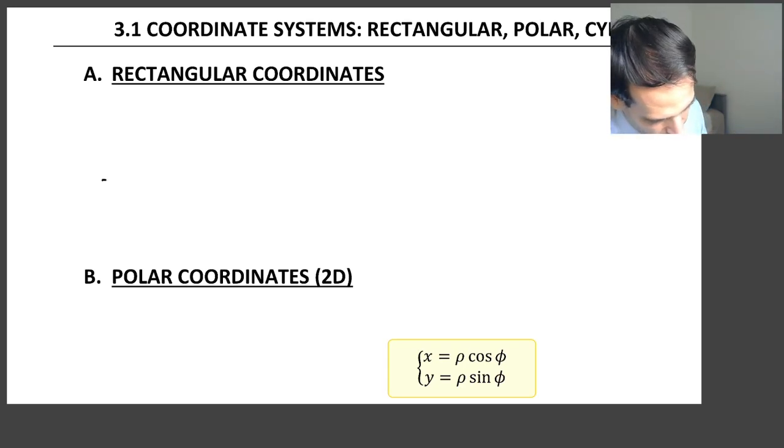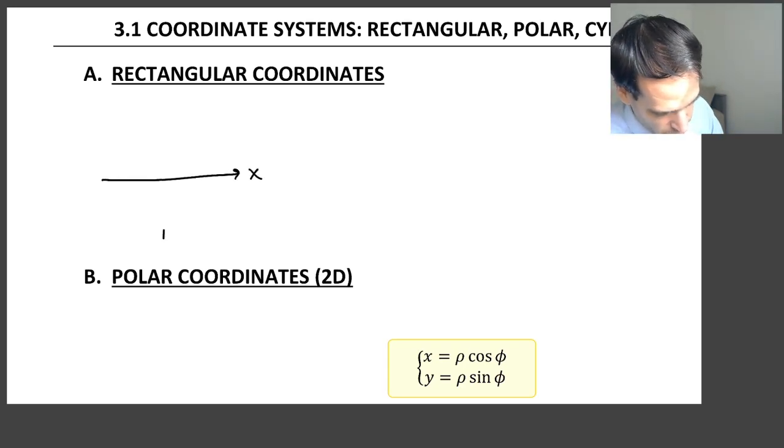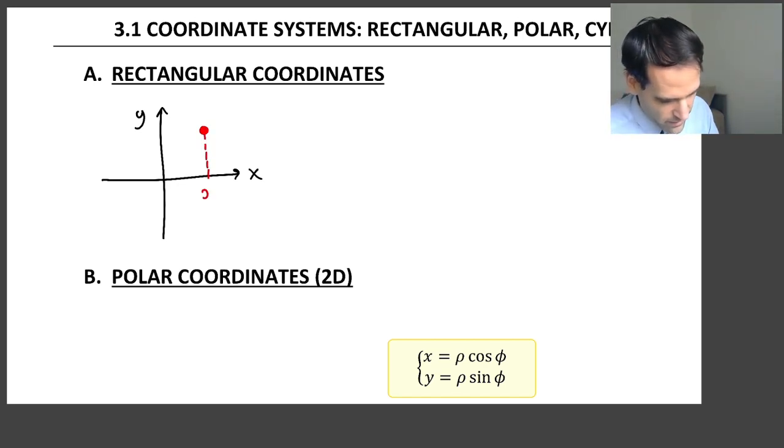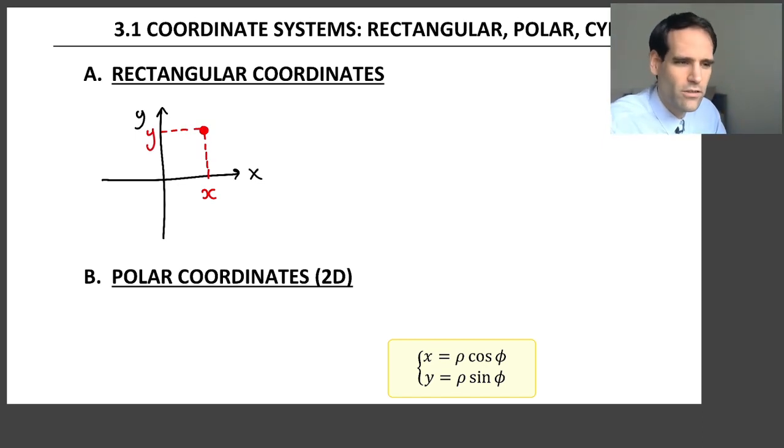Basically, if we have an axis x and y, we have the two axes, and you are trying to describe some point in this space. What we give is the x number, which is the x coordinate, and the y number, which is the y coordinate. Those are rectangular coordinates, also called Cartesian coordinates.